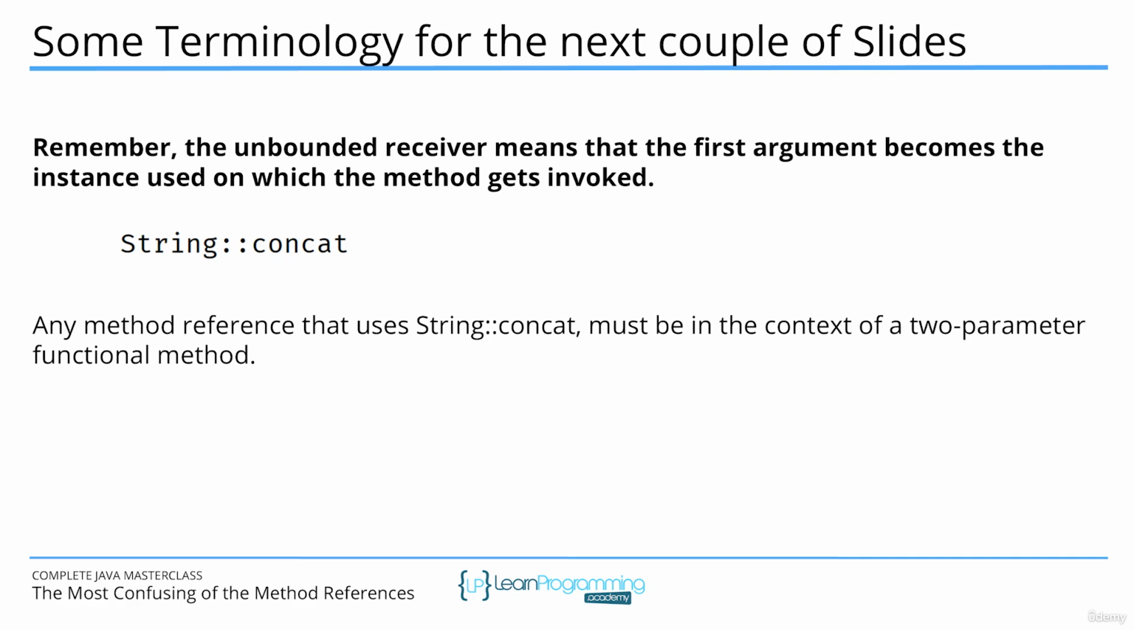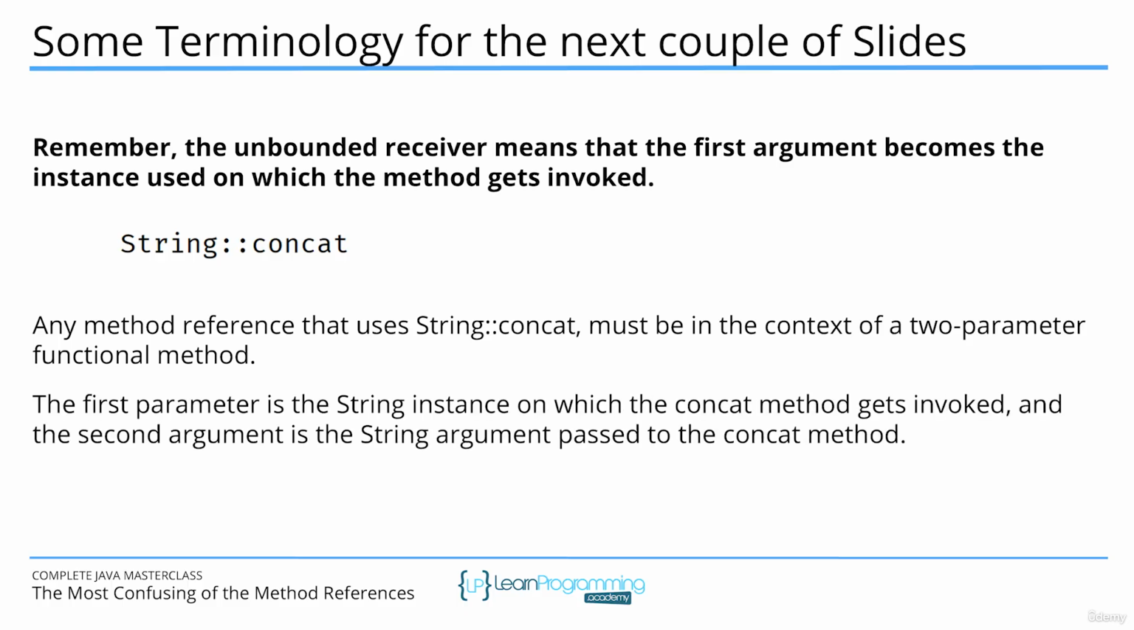Any method reference that uses String::concat must be in the context of a 2-parameter functional method. The first parameter is the String instance on which the concat method gets invoked, and the second argument is the String argument passed to the concat method. Confused? Well, stay tuned, and this should make more sense when you see it in code.